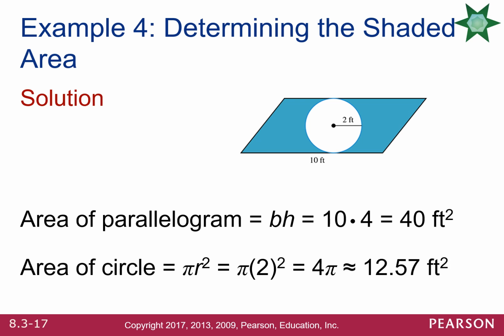Next is the area of the circle. The formula for that is pi r squared. So you substitute the value 2 for r. 2 squared is 4, so it's 4 times pi. It comes to 12.57 square feet. And then, of course, you have to subtract the two, which we do in the next slide.